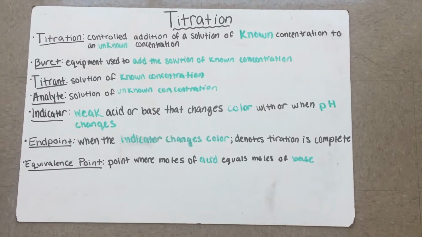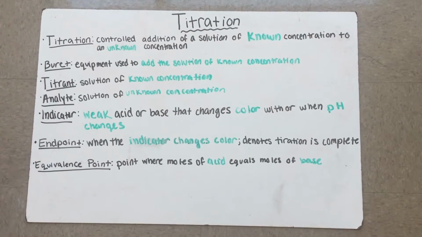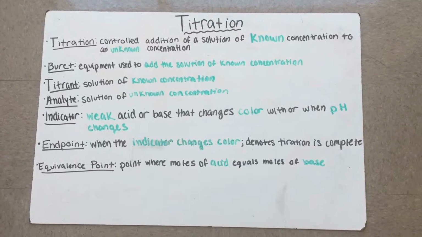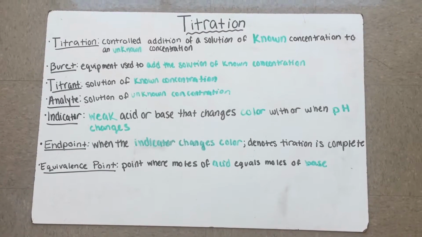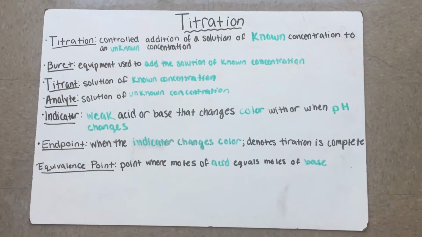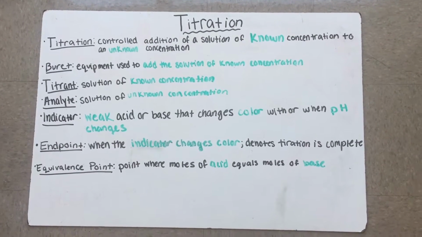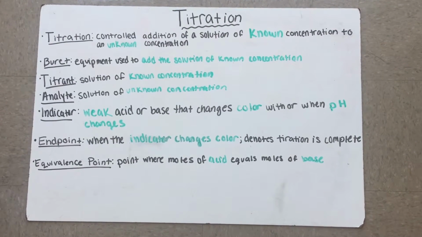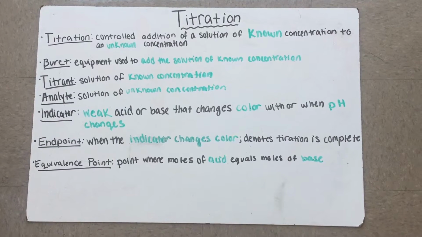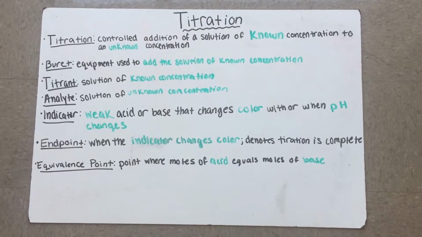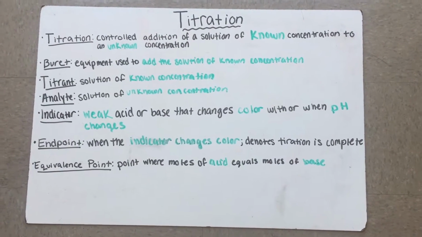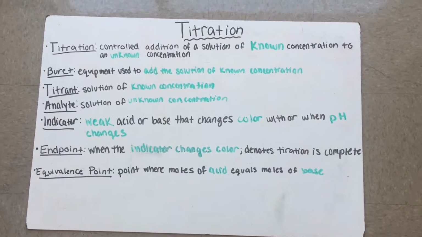We have the topic of titration, and these are your vocab terms. First off, a titration is a controlled addition of a solution of known concentration to an unknown concentration. Next is a burette. That's an equipment used to add the solution of known concentration. Next is a titrant, which is the solution of known concentration.